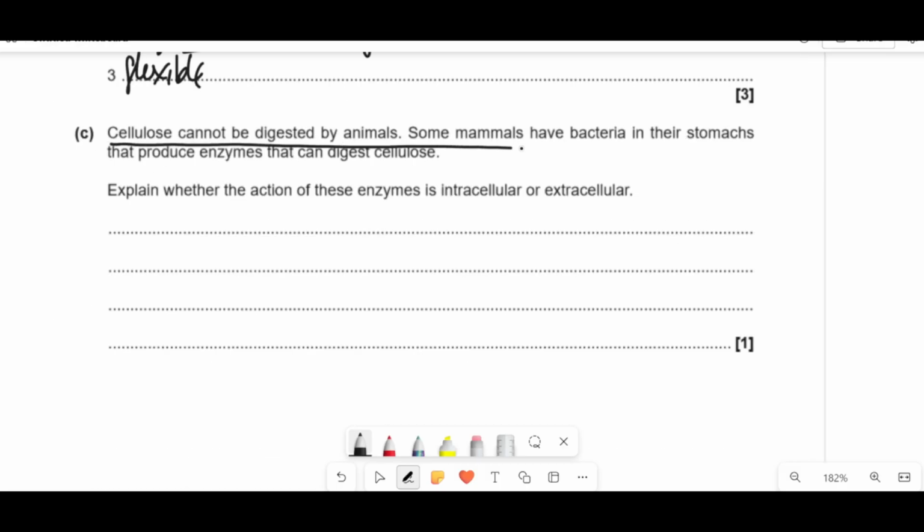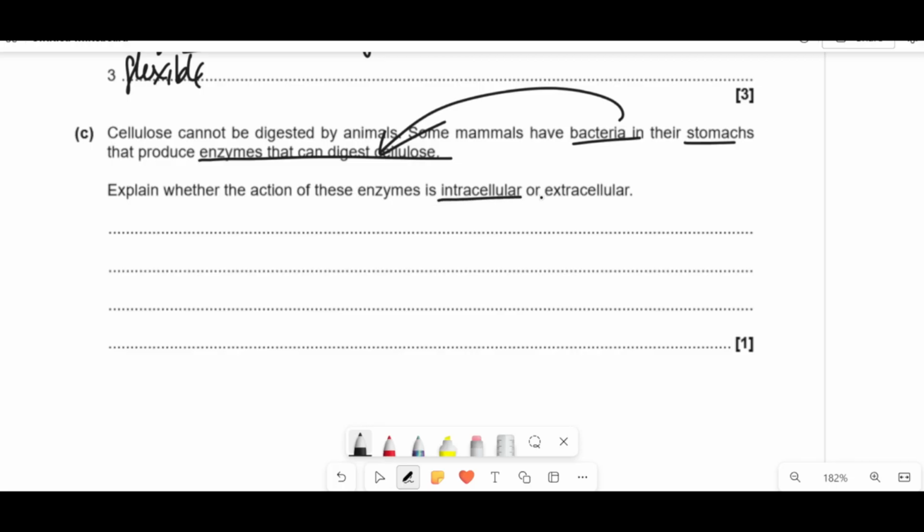Now, cellulose cannot be digested by animals. Some animals have bacteria in their stomachs that produce enzymes that can digest cellulose. Explain whether the action of these is intracellular or extracellular. It's told you that some mammals have bacteria in their stomachs that can digest it, so the bacteria are doing the digesting. And it's asking, is it intra or extra? Cellulose, we just established, is a polymer, and this is a bacteria that's like one cell. It ain't going to fit. So it's got to be extracellular.